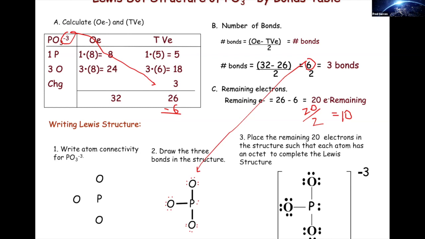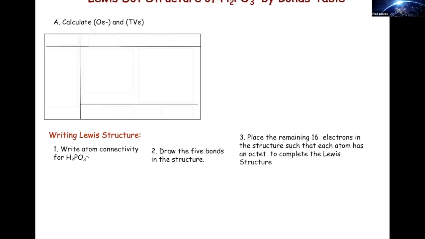Once you get the hang of it, it goes fast. You don't have to guess where the electrons are going. That's why I like to teach Lewis structure via the bond table, because once you get going with this concept, this organization, it's so much easier than guessing.